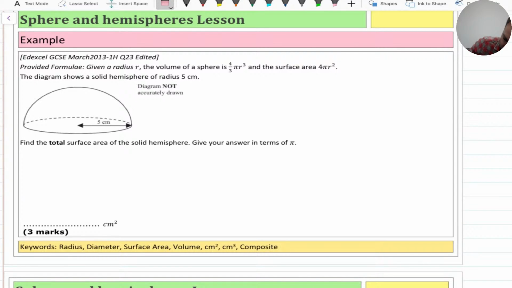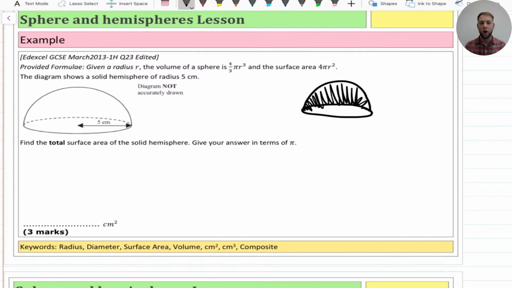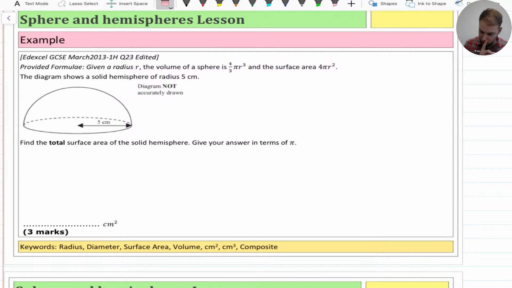So if I was to cut a ball in half, so imagine this is the ball, you'd have this part here, but the bit that's missing would be the circle on the bottom. Okay, and it's really hard to imagine that. If we cut it in half, you'd have the curved area, which is what we're going to find out, but then you also have the circle on the bottom. Now, this is really important. So the way that we need to do this is find the total surface area of the hemisphere. Give your answer in terms of pi, which basically means that we need to do it non-calculator.